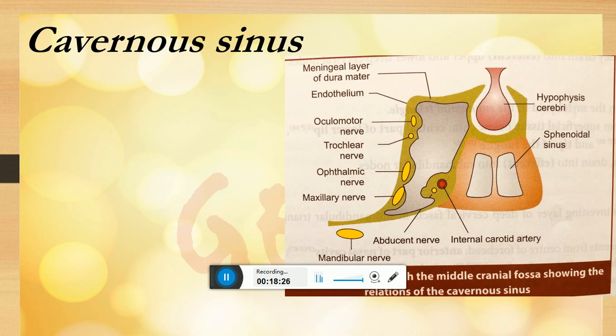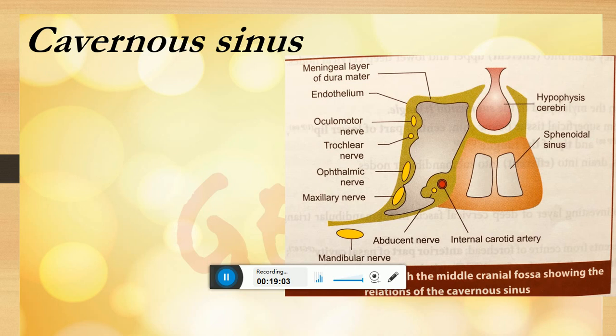Something about the floor you should know. The floor of the sinus is formed by the endosteal dura mater. And the lateral wall, roof and the medial wall are formed by the meningeal dura mater. Endosteal is for the floor, the rest is all meningeal dura mater.